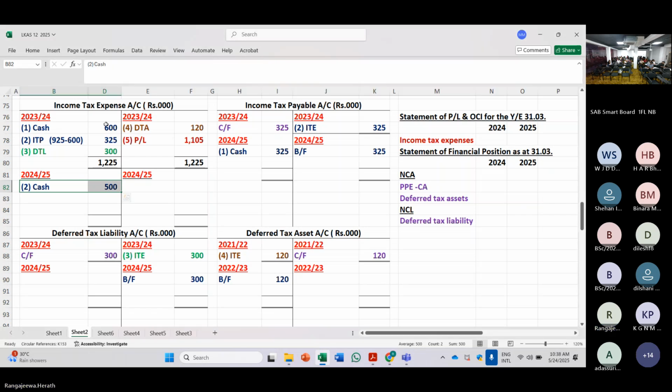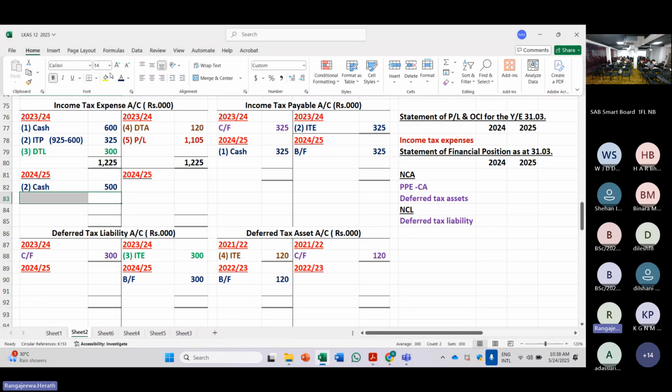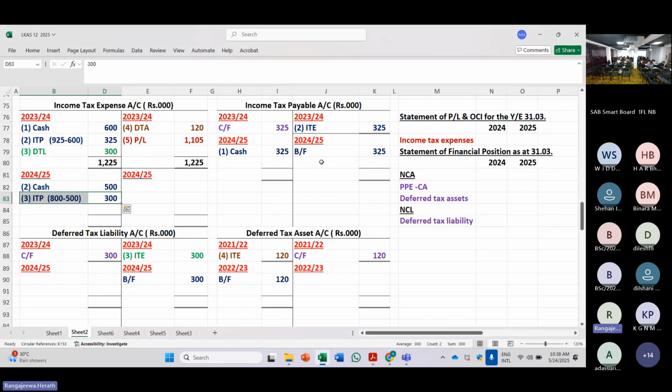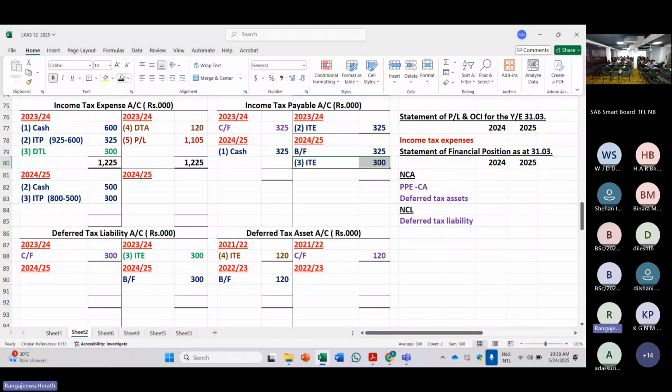Right? So then year end balance is 800. The total tax liability 800. That means 300 payable. Credit tax payable, debit tax expense.